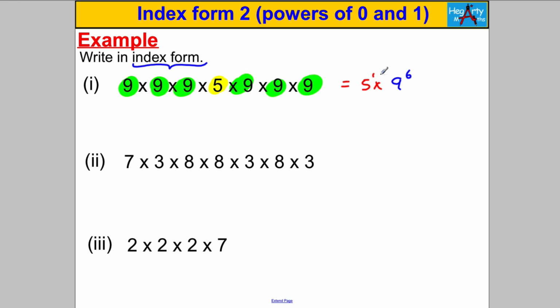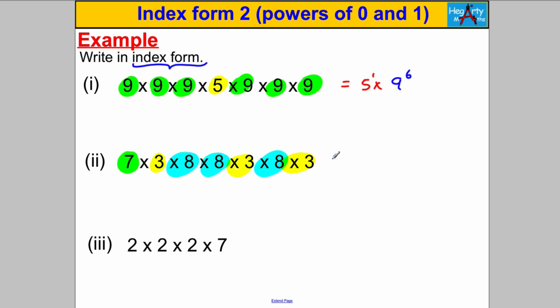Write that in index form too. Always write the smaller number first. Write the base number of 5 before 9. It's just good practice. Right, the next one. What have we got on the go here? We've got a 3. That's multiplied by itself 3 times. We've got ourselves a 7 multiplied by itself once, and we've got an 8 multiplied by itself 3 times.